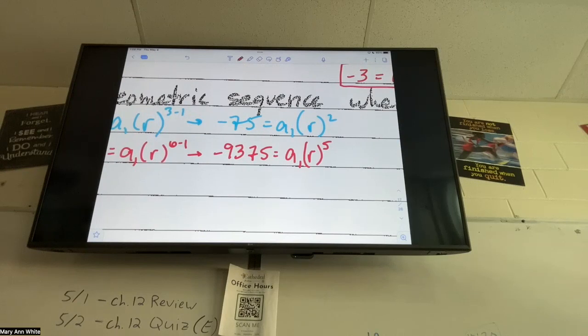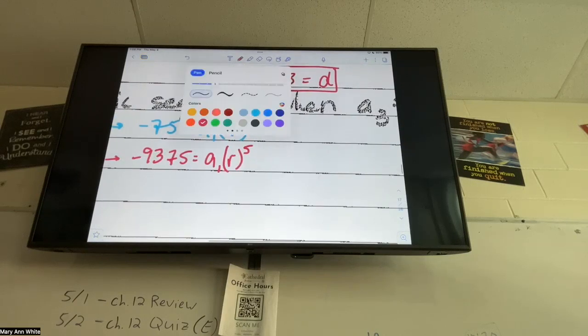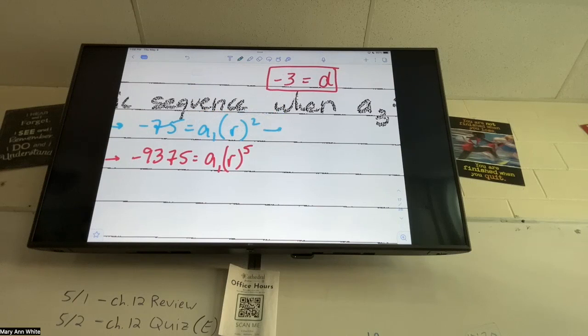You did the same two equations as I did. We're going to do the same thing we did last time. Find the one that has the smaller exponent for my r. Get that a sub 1 by itself. So a sub 1 is going to equal negative 75 over r squared. So we're going to plug that in for my a sub 1 in my next equation.